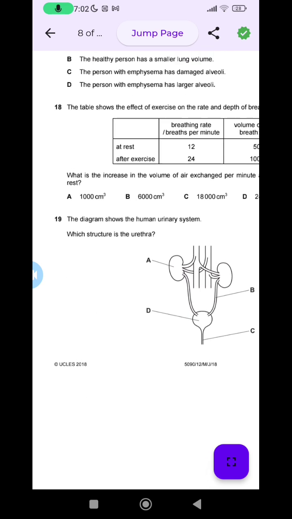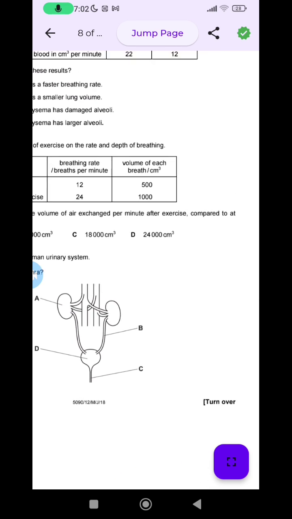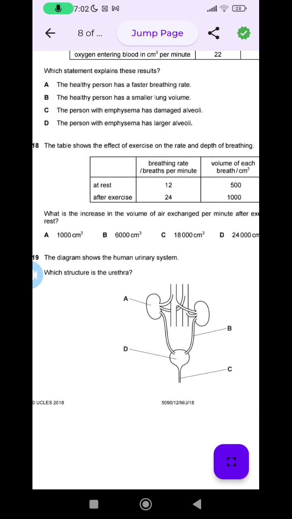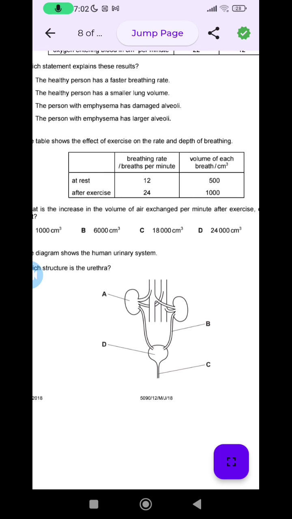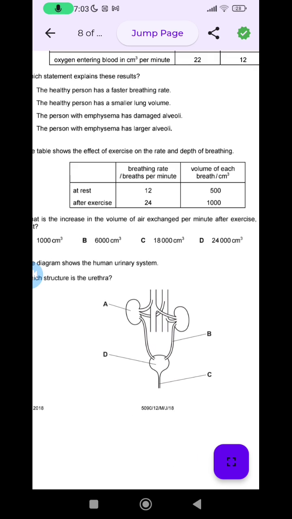Now, question 18. The table shows the effect of exercise on the rate and depth of breathing. Alright, we can see the table. What is the increase in the volume of air exchange per minute after exercise compared to at rest? At rest there are 12 breaths per minute and the volume of each breath is 500. So we would multiply 12 by 500, and multiply 24 by 1000. Whatever answer we get, we would subtract from 12 times 500, and the answer we get would be 18,000, which is C.